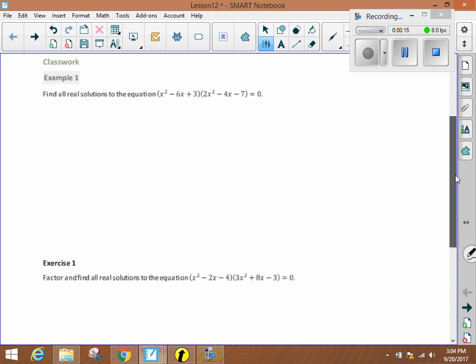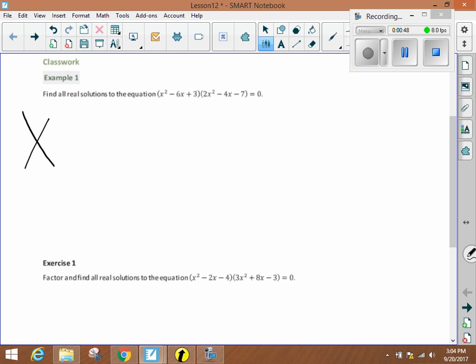So let's go ahead and find all real solutions to this particular equation. The first thing I see is that I have two quadratic expressions in my parentheses. If I was to multiply that out, I would have a fourth order polynomial. But what's really important is to see, can I factor these things more completely?